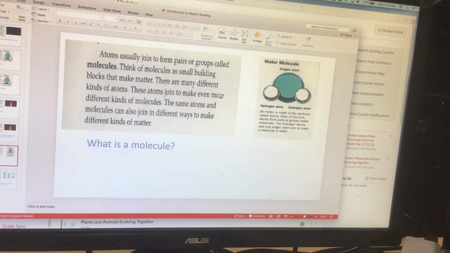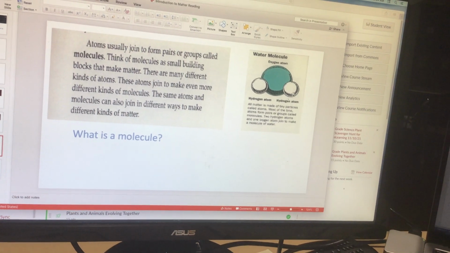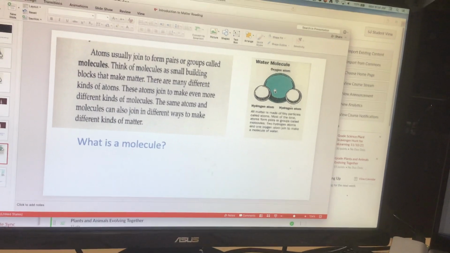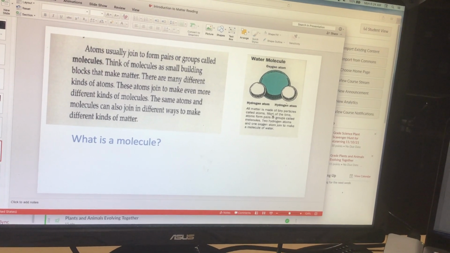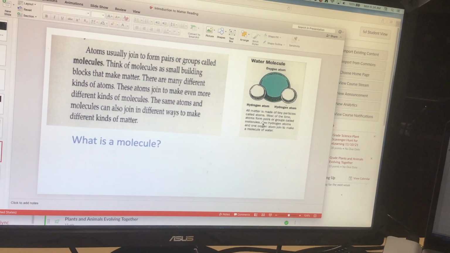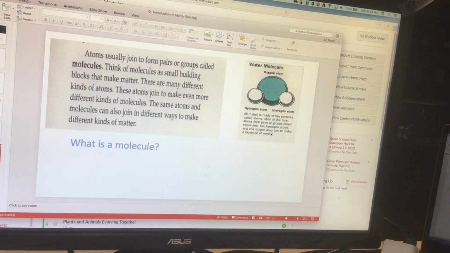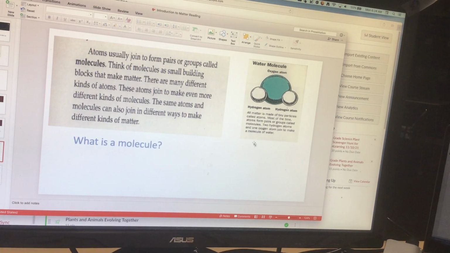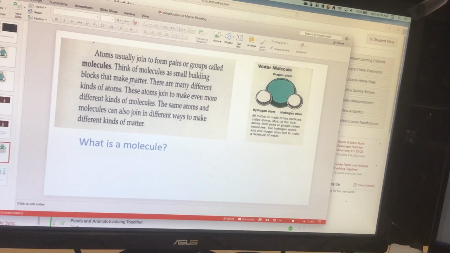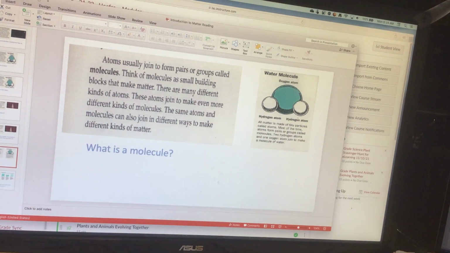And here's a little picture of a water molecule. You have an oxygen atom, and two hydrogen atoms, and together they form water, or at least a molecule of it, a little tiny piece of it. It says here, all matter is made of tiny particles called atoms. Most of the time, the atoms form pairs or groups called molecules. Two hydrogen atoms and one oxygen atom join to make a molecule of water. So again, the question here is, what is a molecule? It tells you right there at the beginning. You can rewind and listen to it. It tells you exactly what a molecule is.